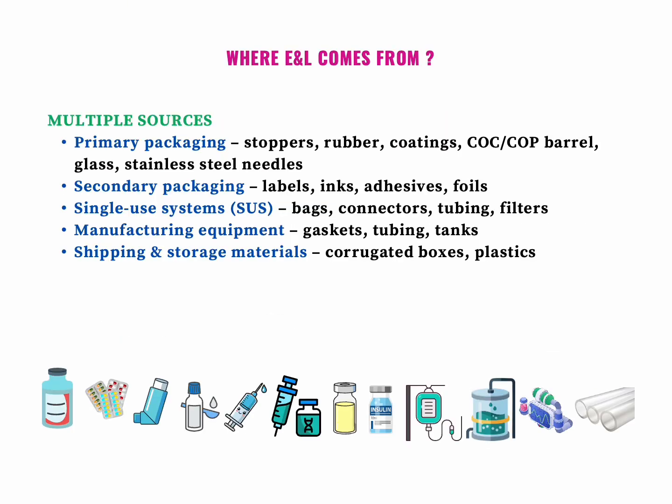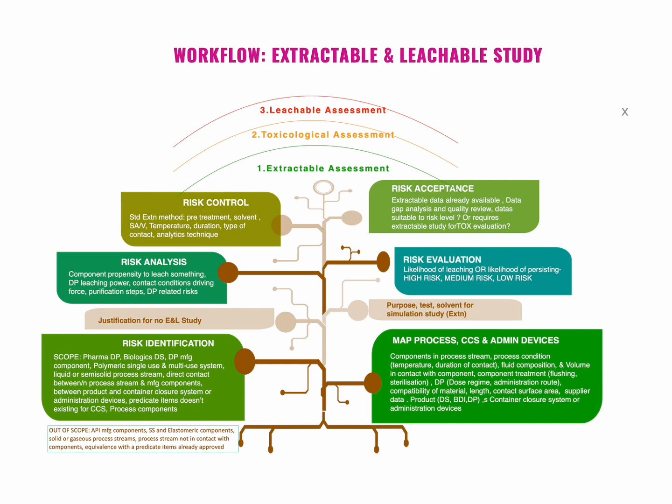Sources of extractables and leachables. Extractables and leachables can originate from many sources. These include the primary packaging components such as stoppers, syringes, barrels, and needles. Secondary packaging material may also contribute. Single-use manufacturing systems, tubing, filters, storage bags, and processing equipment are increasingly important sources. Risk assessment must evaluate all materials contacting the product during manufacturing, storage, and administration.